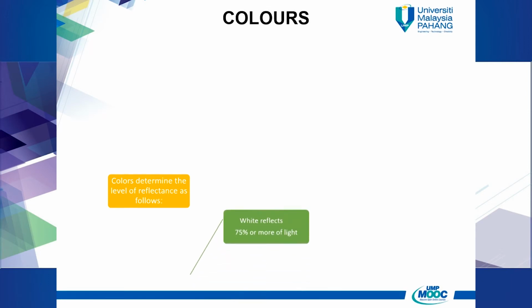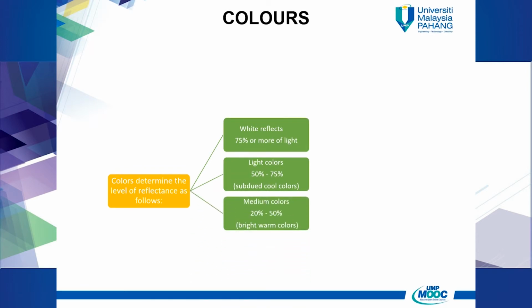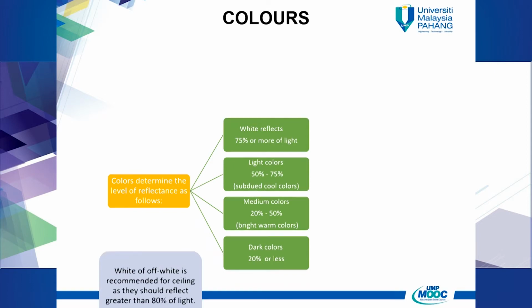Color determines the level of reflectance as follows. White reflects 75% or more of light. Light colors reflect 50% to 75% of light. Medium colors reflect 20% to 50% of light. And dark colors reflect 20% or less of light.